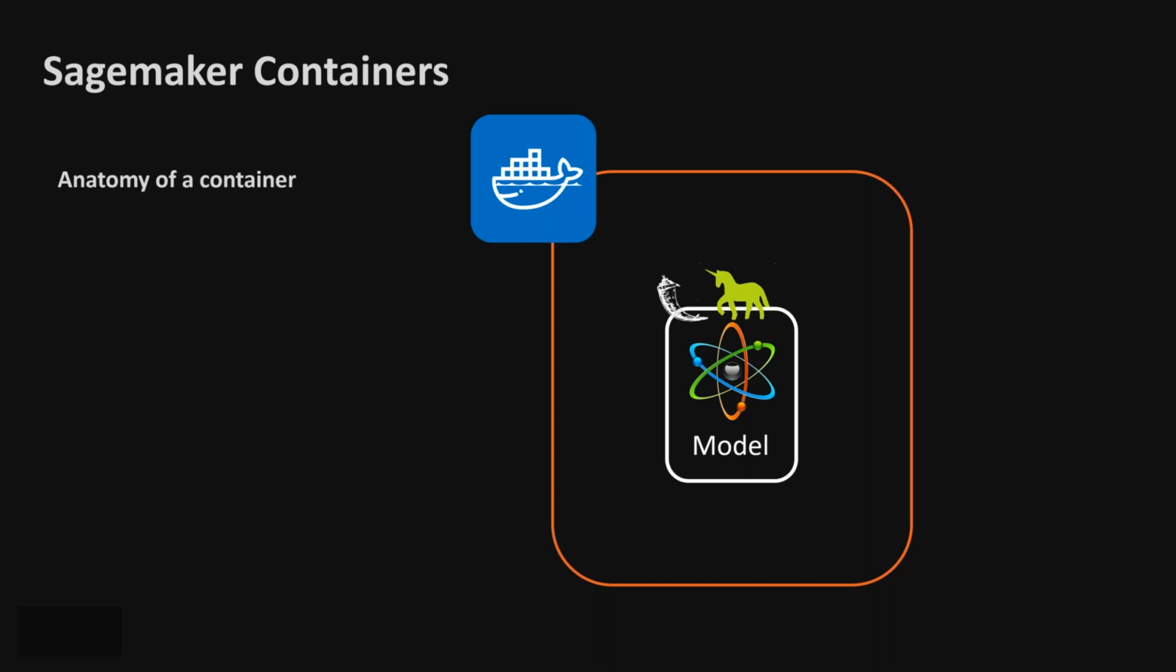Anyways, that's your wrapper around the model, and that's going to give you network connectivity outside of the container to your model.